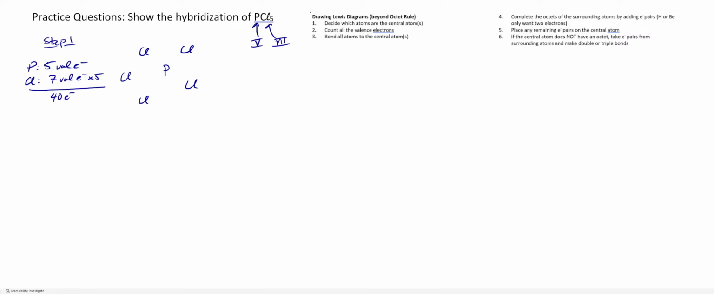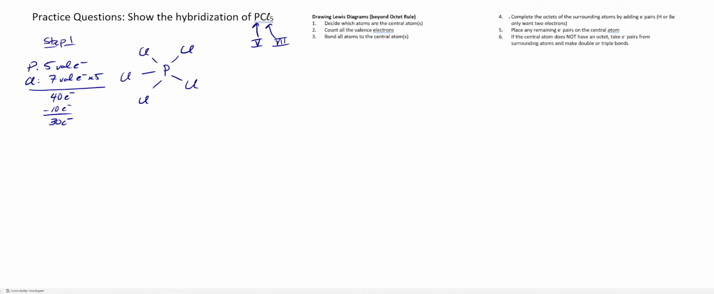So let's begin. I'm going to bond all the atoms to the central atom. So 1, 2, 3, 4, 5 bonds. Recall that each bond is 2 electrons. So right there I have now placed 10 electrons. Great, 30 electrons left to place.